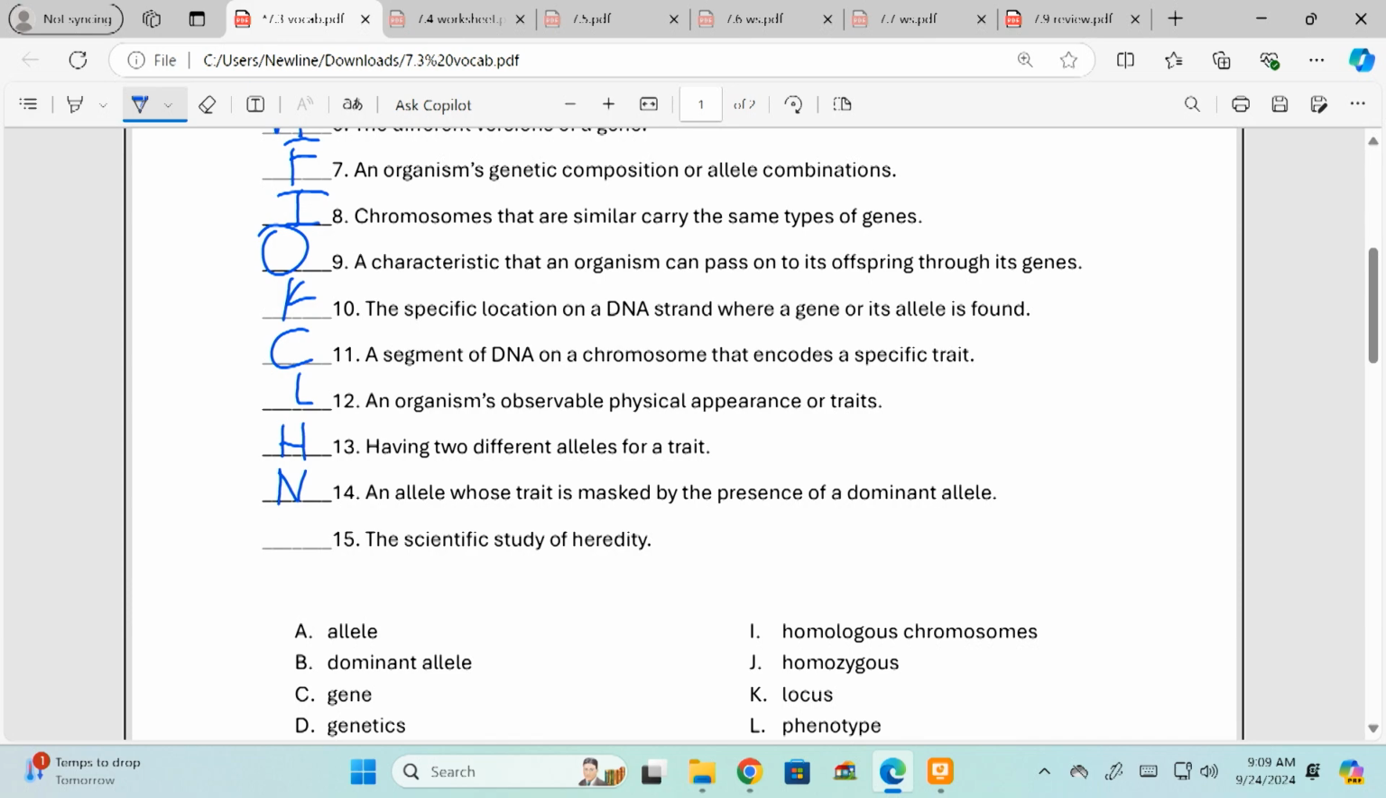Okay, and then lastly, 15 says the scientific study of heredity. This is letter D, which is genetics. Genetics studies heredity. Okay, so I wanted to make sure we kind of got these terms under our belt before we started doing more complicated stuff.